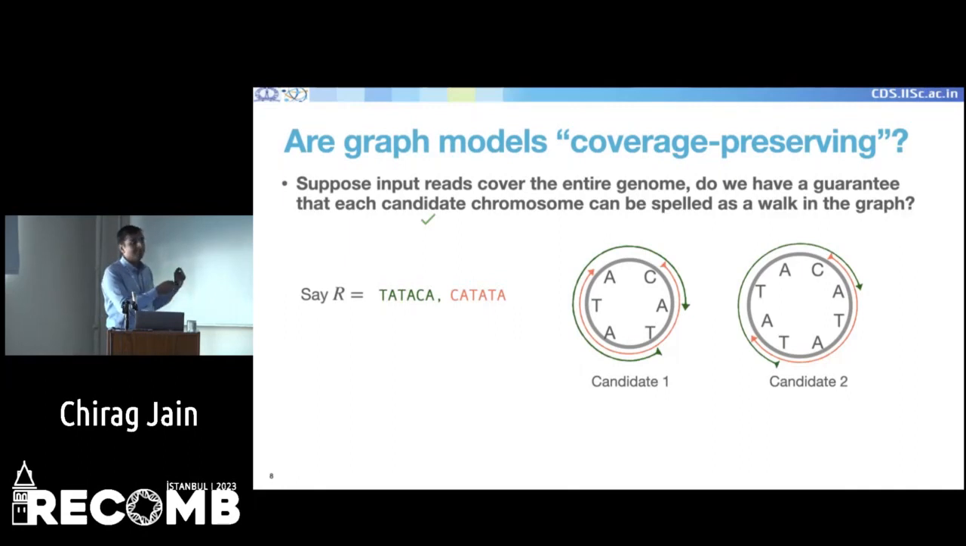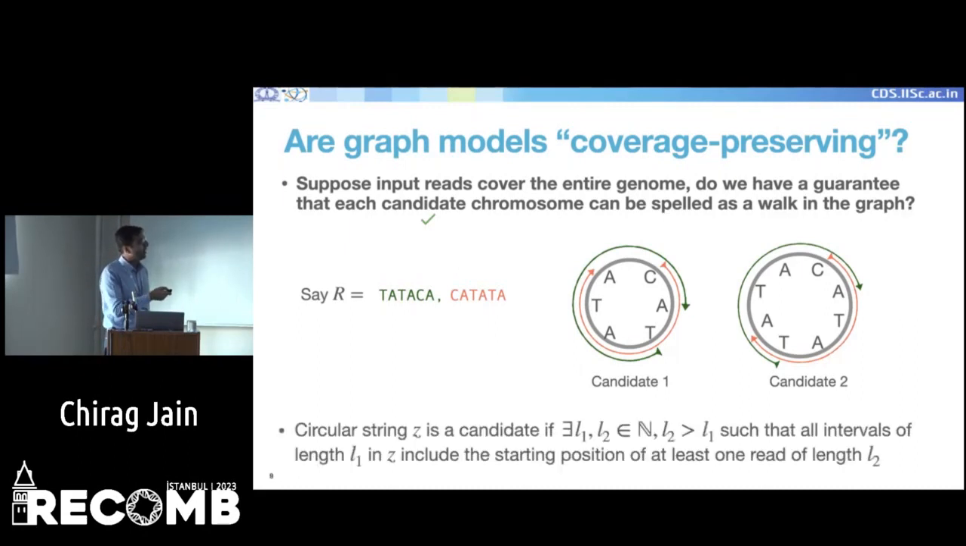Basically, here's a quick example to indicate what a candidate chromosome means. So suppose I give you two reads given here, then you have two candidate chromosomes possible from these reads. You can spell this chromosome, or you can also spell these chromosomes from these reads. So because it is not known a priori which of these chromosomes is going to be the true assembly, we ask this question in terms of saying that do we have a guarantee that each candidate chromosome can be spelled as a walk in the graph.